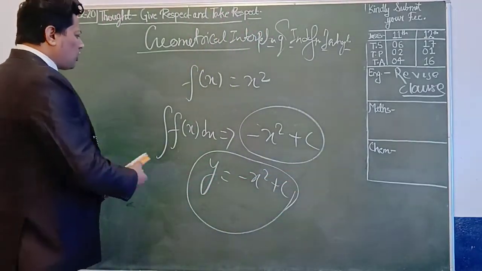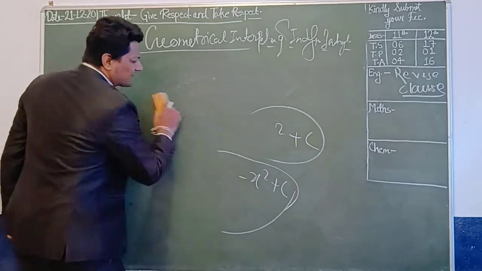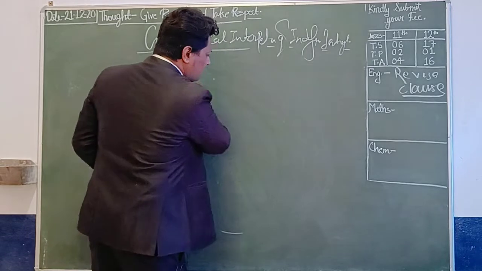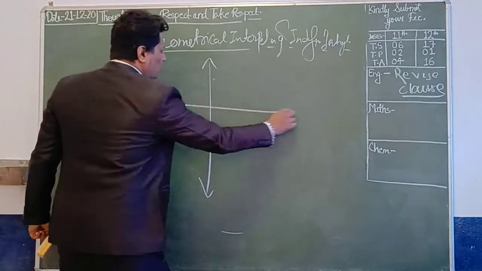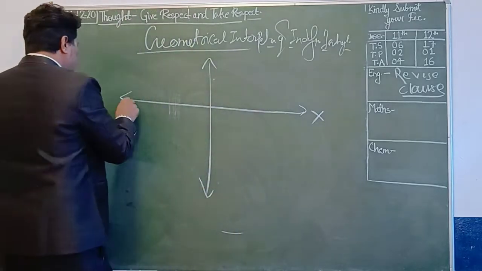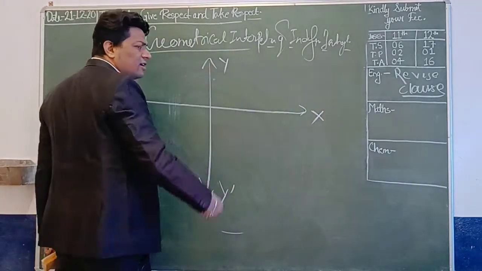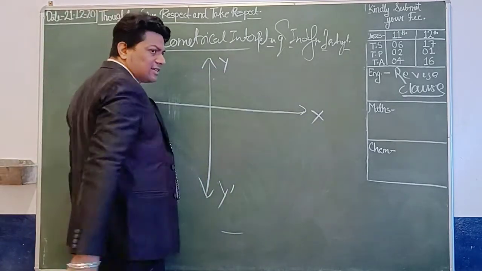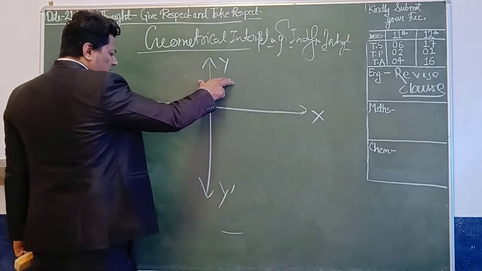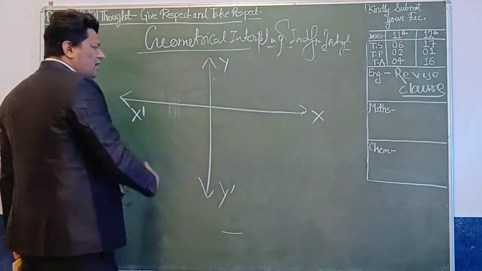First of all, we have to draw the y-axis. Next, you are getting the x-axis, and here you are getting x dash, here you are getting y dash, and here you are getting y. This one is the y-axis and this one is the x-axis.